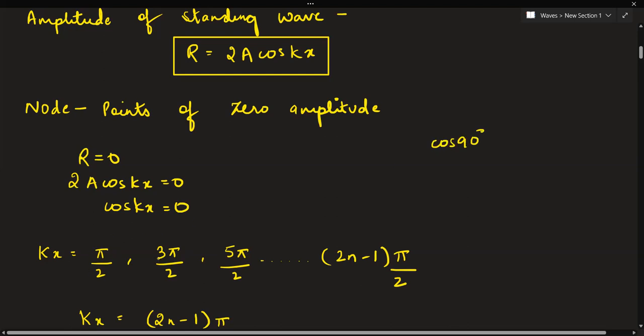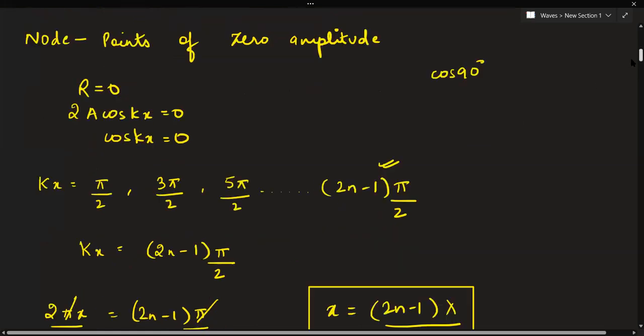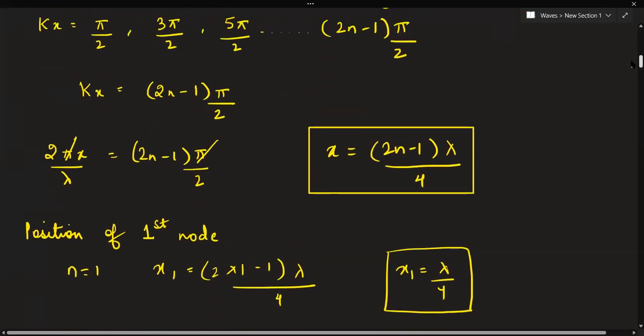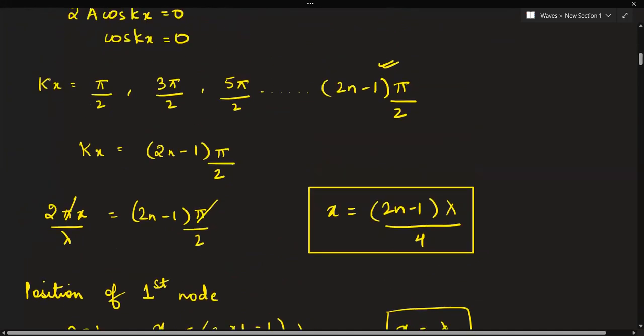Then we'll be having 0 when? For what value of cos? 3 pi by 2. Then 5 pi by 2. So in order to summarize it and make it generalized, you can write it as 2n minus 1 pi by 2. This is for the case of nodes. Now see, kx is equal to what? In general terms, it is equal to 2n minus 1 pi by 2.